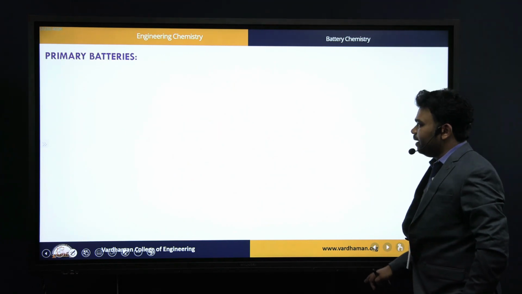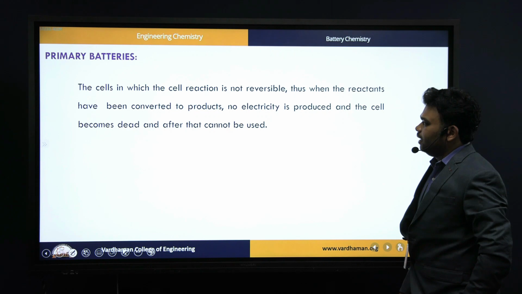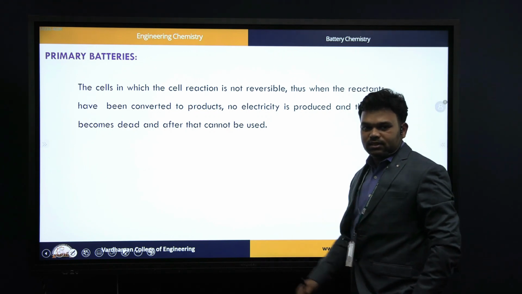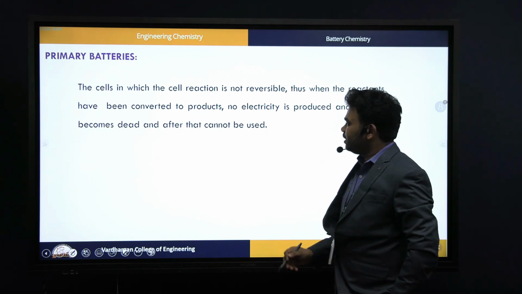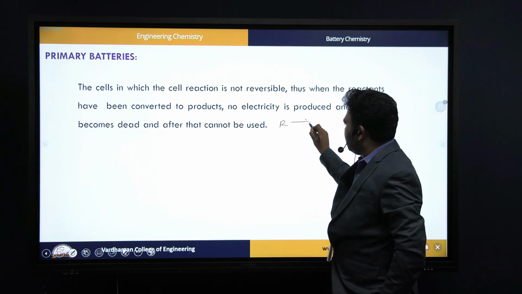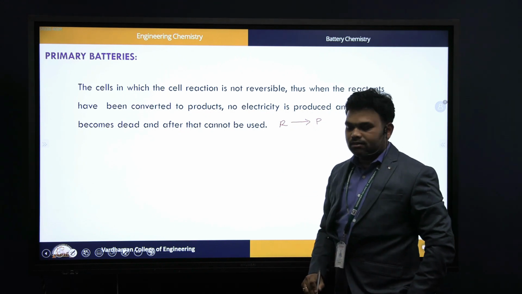Next we will move to primary batteries. As we have just discussed, in these the cell reaction is not reversible. R should be converted into P, but P should not be converted back into reactants. That is called what?